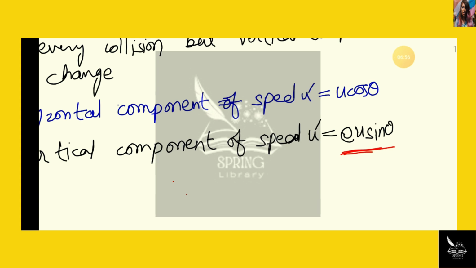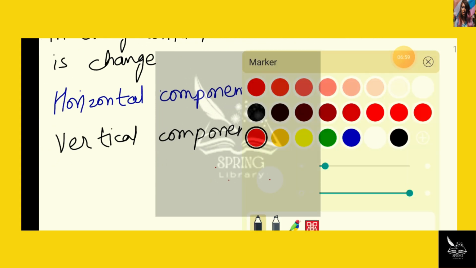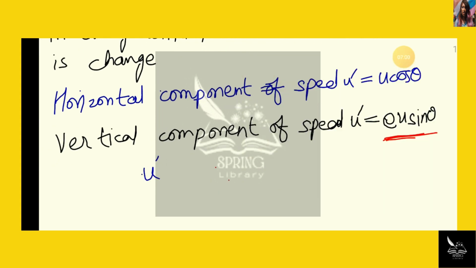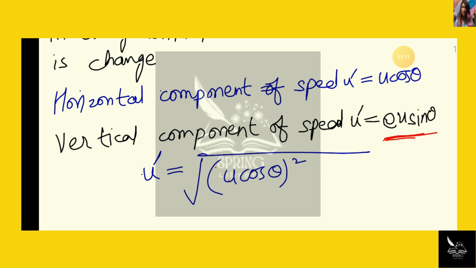Now the next step: u dash is the square root of the horizontal component squared plus the vertical component squared. So the horizontal component is (u cos theta) squared plus the vertical component squared, that is (e u sin theta) squared.